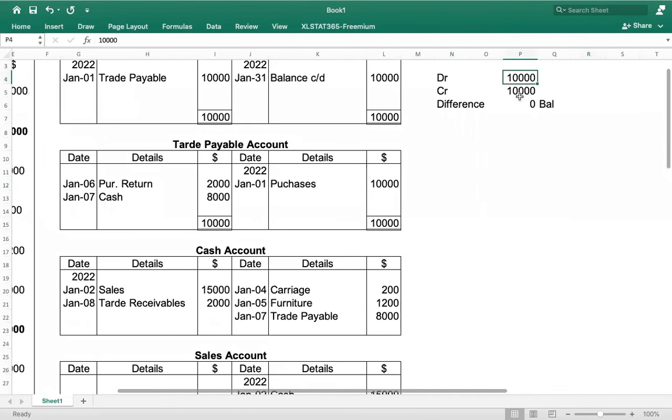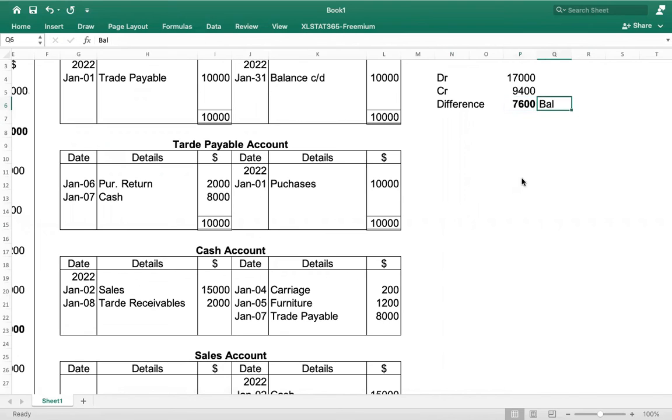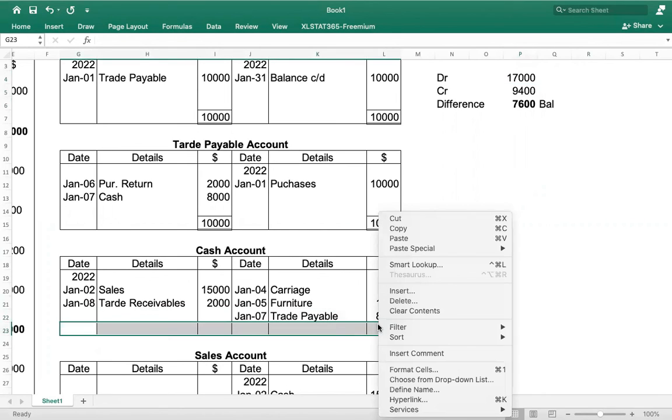Debit side total of cash, how much? 17,000. Credit side total how much? 9,400. What is the difference? Difference is this minus this. 7,600 is the balance, right? Which side should I write? On the credit side. It will be known as debit balance because debit has more. So from 17,000, I will cut this, and the balance that remains is a debit balance, but we write it on the opposite side.